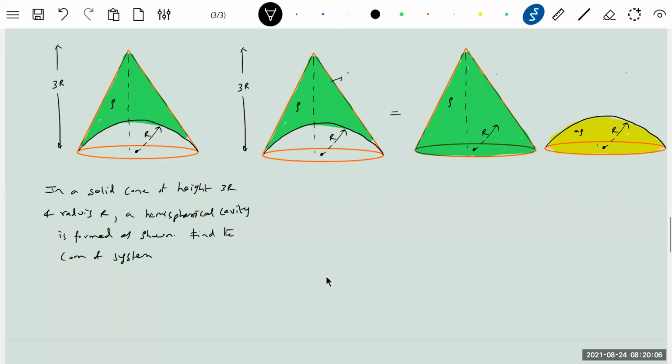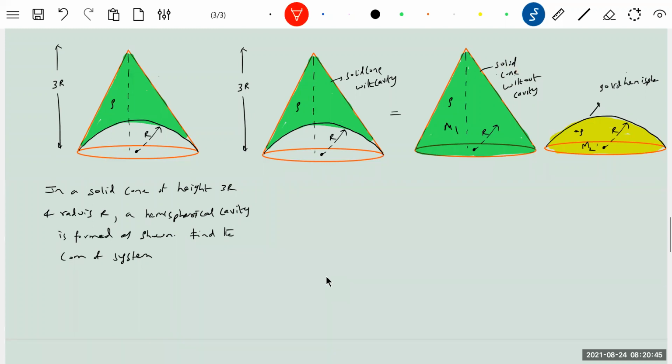So what is this? Solid cone with cavity equals solid cone without cavity, and this is the solid hemisphere of negative density. Hope you are able to get this. So what we have to calculate is the masses m1 and m2. These are needed, directly from the given density.